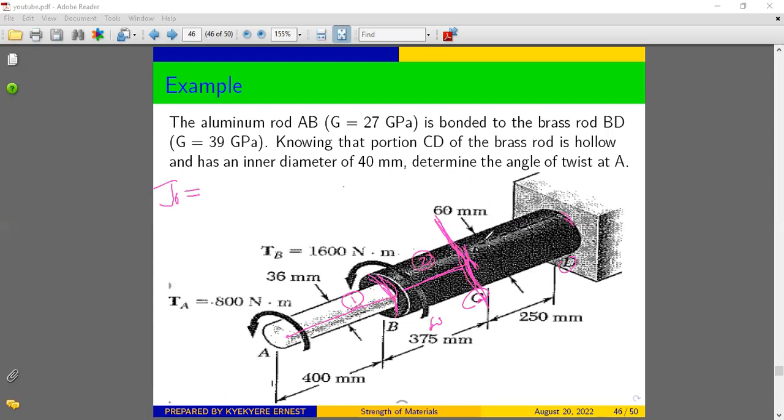So we have section 2 and we have section 3. Therefore we need to determine the angle of twist for the first section, the second section, and the third section. And the twist at point A will be as a result of section 3, section 2, and section 1. We have the diameters of the various sections: for section 1 it is 36, for section 2 it is 60, and section 3 is 60. The length of section 1 is 400, section 2 is 375, and section 3 is 250. And torque has been applied at various sections. So quickly, let's look at how to solve this problem.